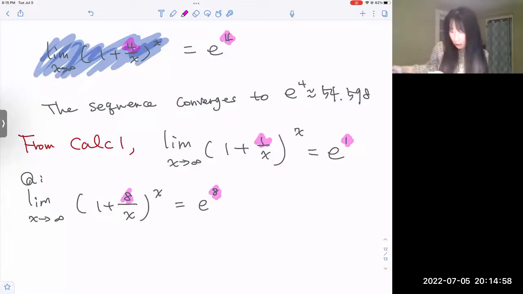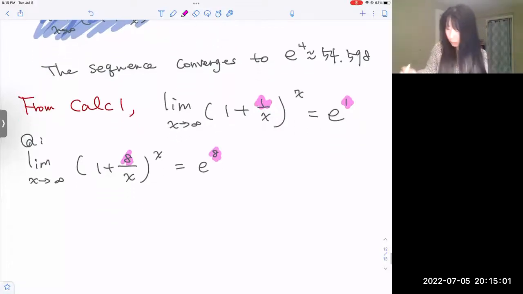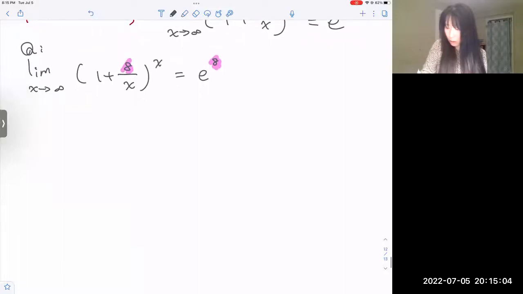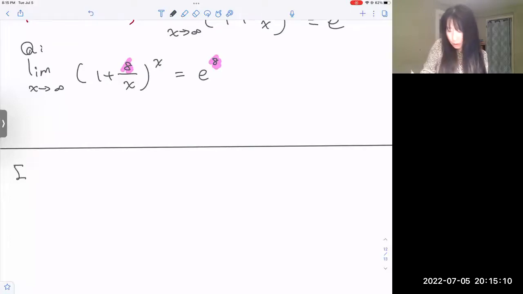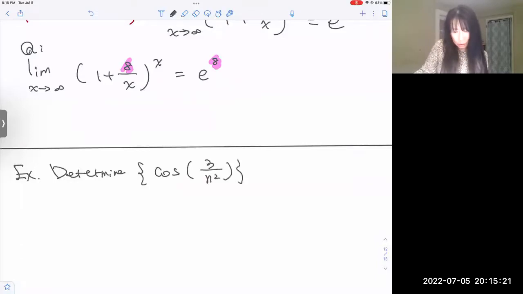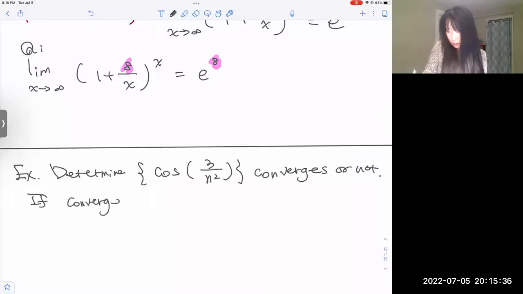All right, let us do one more problem, then we are done. Determine whether the sequence cosine of 3 over n squared converges or not. If it converges, find its limit.